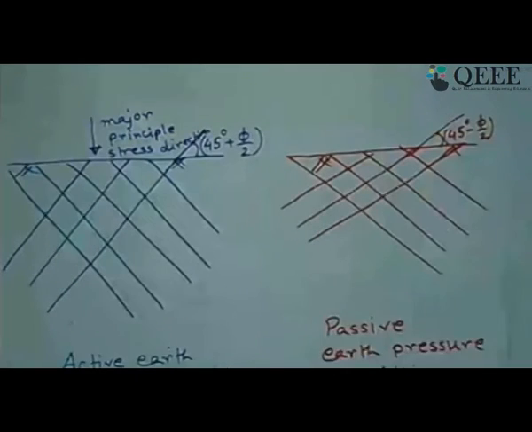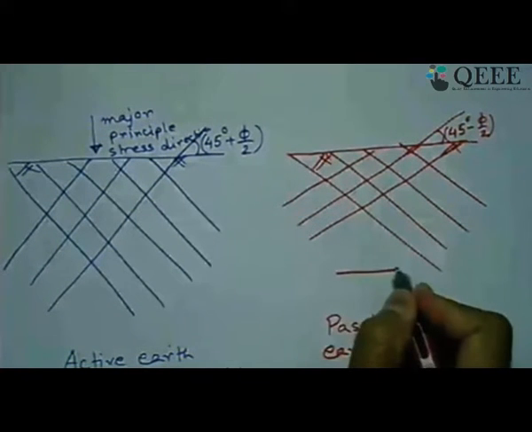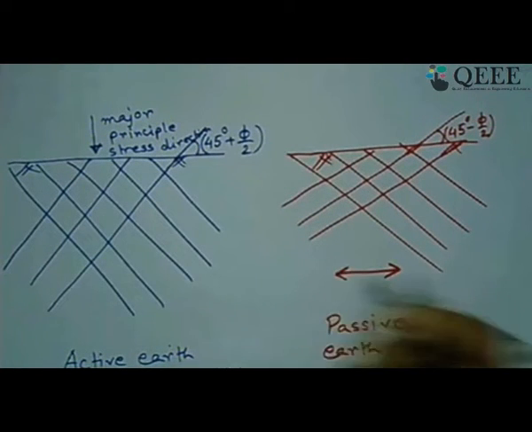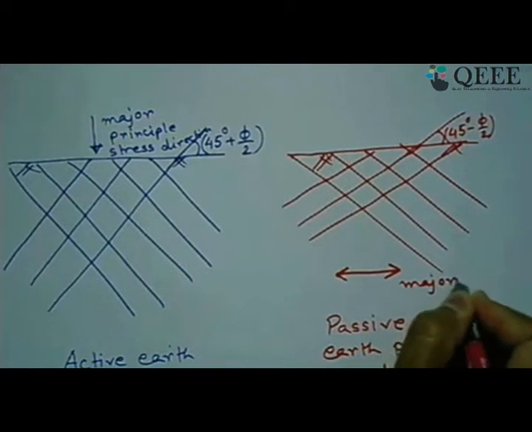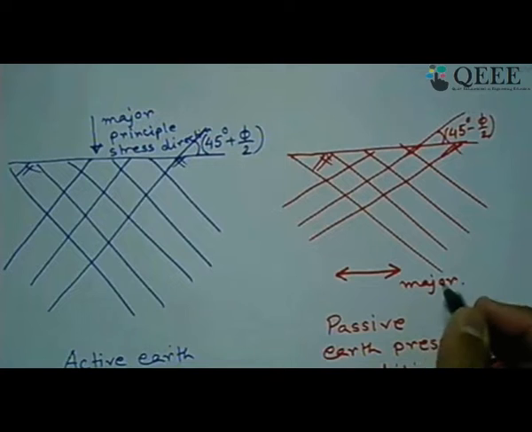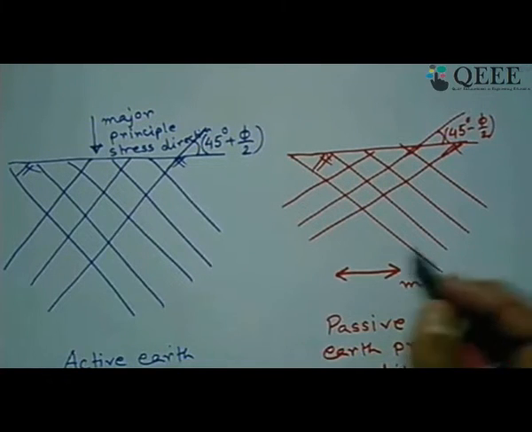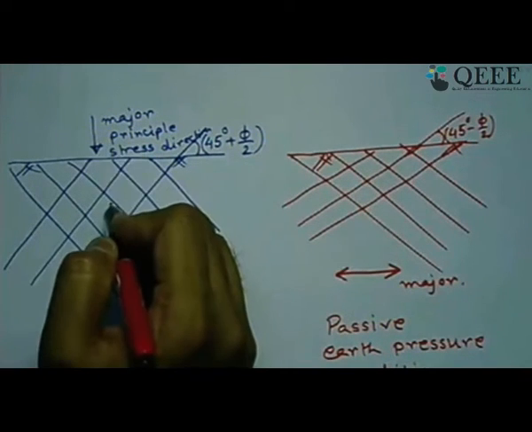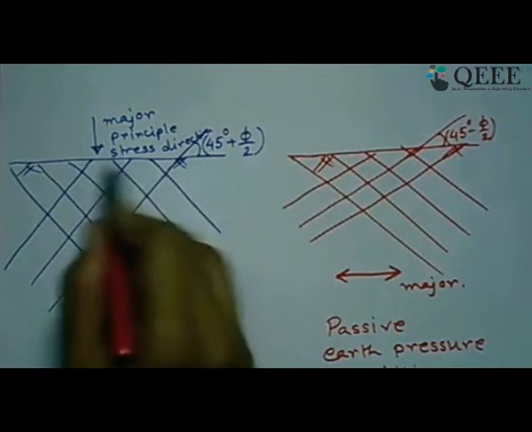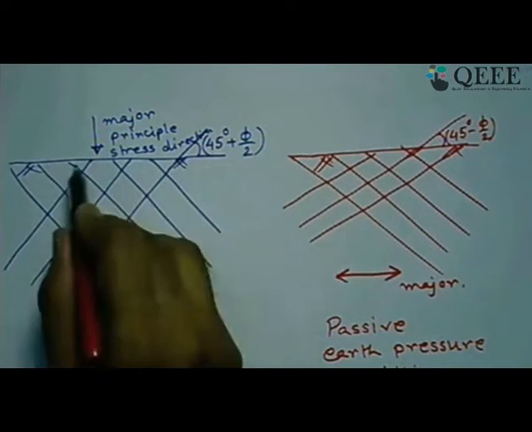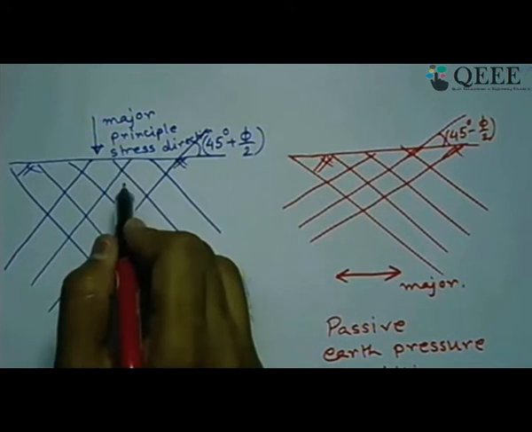Whereas for the passive condition, your major principal stress direction is in this lateral direction. So this is your major principal stress direction. So what happens in this case? Major principal stress direction, but which is your major principal plane? The major principal plane is this, that is the lateral one on which the major principal stress is acting.